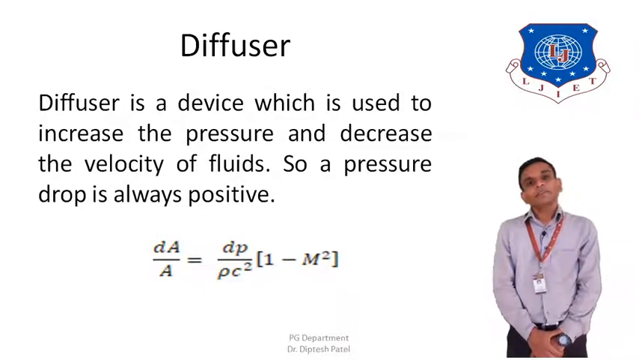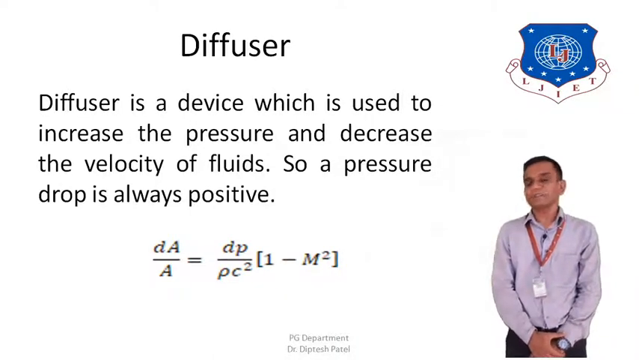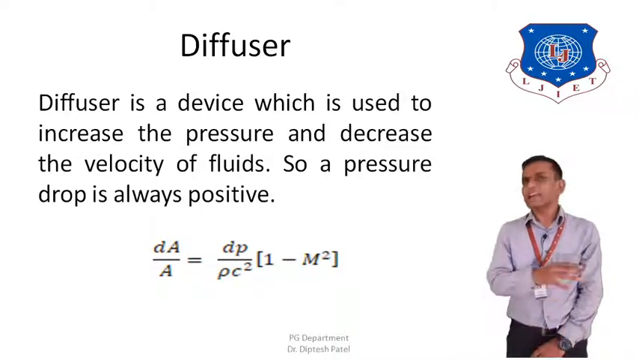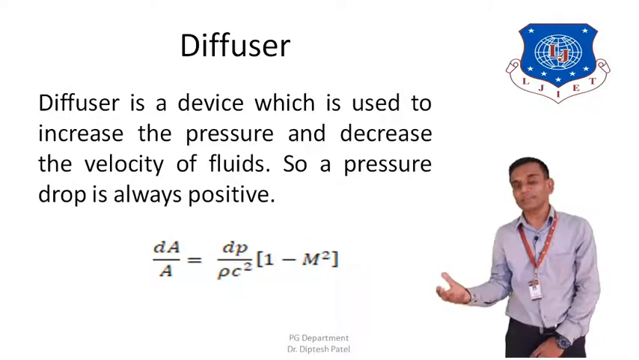Now, what is the function of a diffuser? As we have discussed, it increases the pressure. But where is it used? What are the applications? A diffuser also has a wide range of velocity. It is widely used for different industrial applications, for example in compressor devices, and it is also used in aircraft.